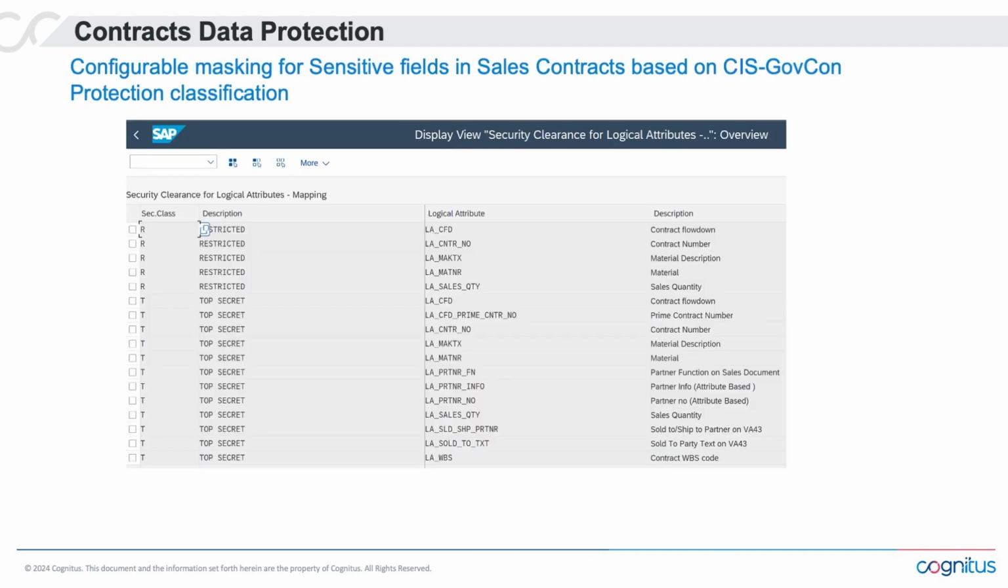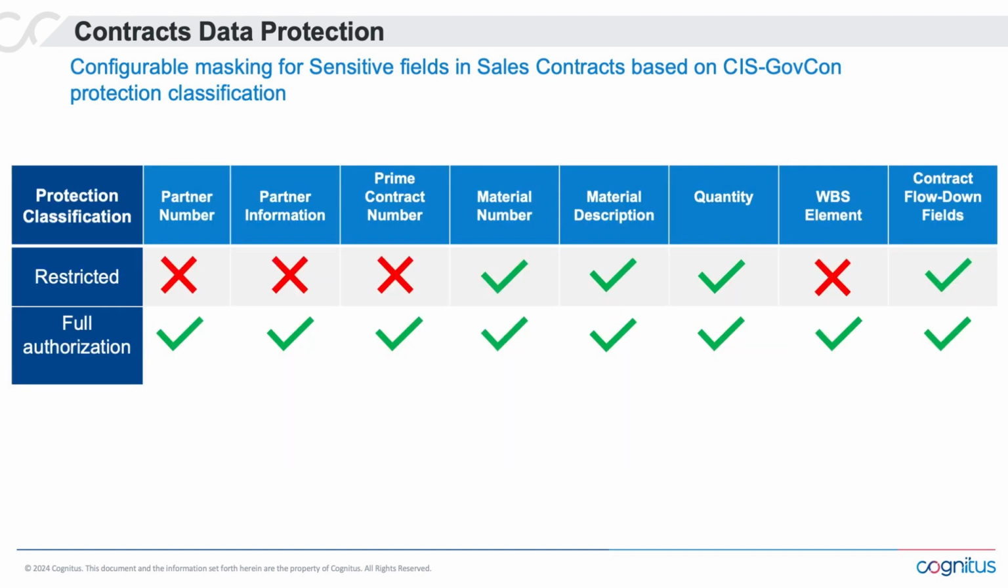This configuration setup defines which sensitive contract fields can be viewed at different CIS-AD classification levels. Now, to help you visualize what this configuration means, let's look at the next slide. So if you see here, restricted classification does not have access to partner information, prime contract number, WBS element, etc., while the top secret classification has access to all the sensitive information. So this is what the configuration essentially defines in the system: what fields can be viewed at what authorization level, basically.